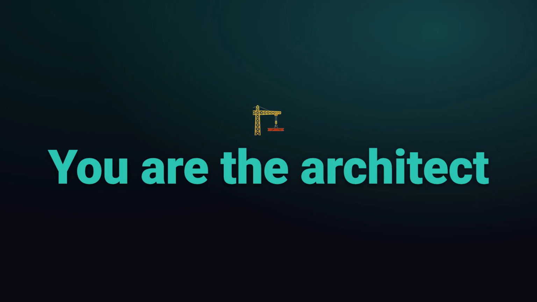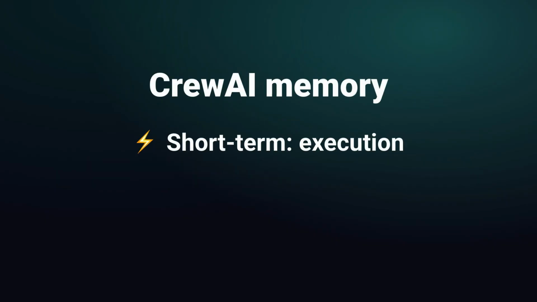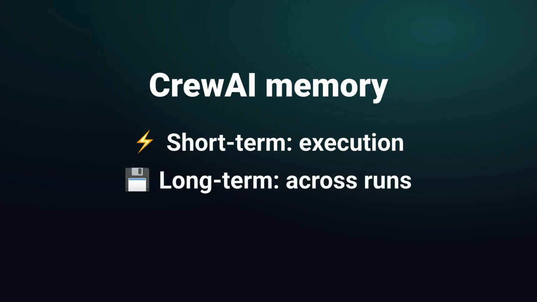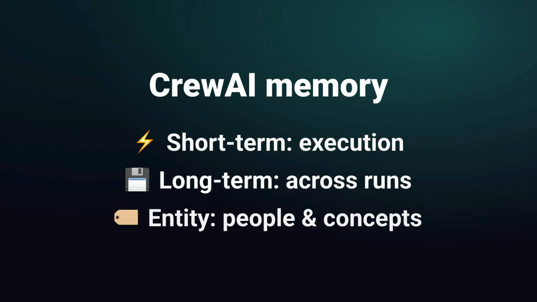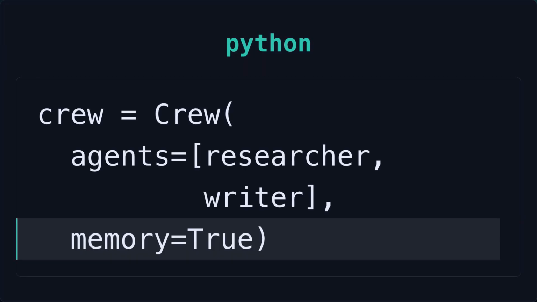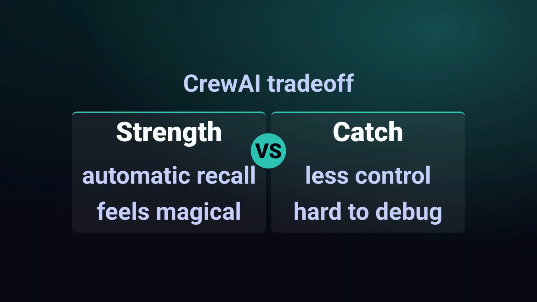CrewAI takes a strikingly different stance. Because CrewAI is built around the idea of multiple agents collaborating on tasks, memory is designed to be more automatic and role-aware. Out of the box, CrewAI gives you short-term memory that tracks the current execution, long-term memory that persists learnings across runs, and entity memory that specifically tracks people, places, and concepts the agents encounter. You don't hand-assemble a memory pipeline. You essentially flip a flag, enable memory on your crew, and the framework handles storage and retrieval behind the scenes. That automatic behavior is CrewAI's biggest strength and its biggest catch.